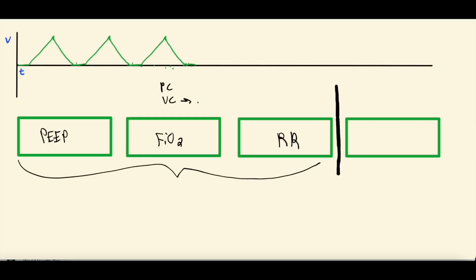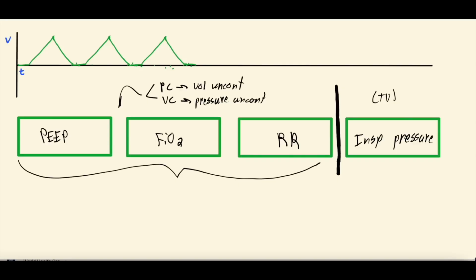Volume control being you control the volume, and the uncontrolled variable is the pressure, whereas in pressure control, you control the pressure, and the uncontrolled variable is the volume. And we'll talk more about this in a second. But in both of these modes of ventilation, these 3 settings are the same: the PEEP, the FiO2, and the respiratory rate. The setting that is different between the 2 is the 4th. And in pressure control, you're setting the inspiratory pressure, whereas in volume control, you're setting the tidal volume, or the cc's of air that is being pushed into the lungs with each breath.